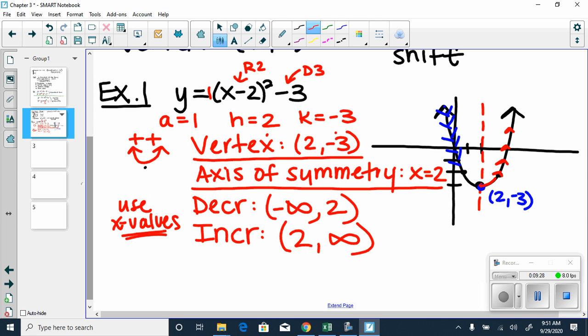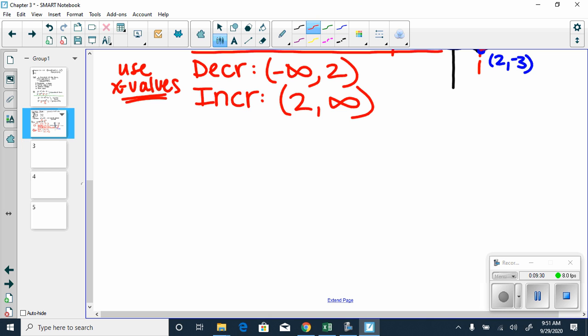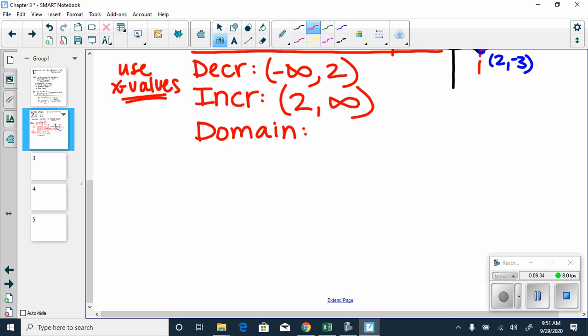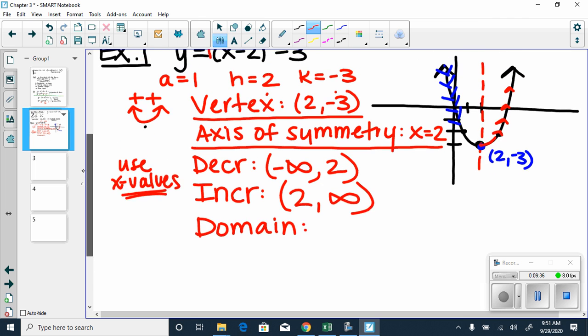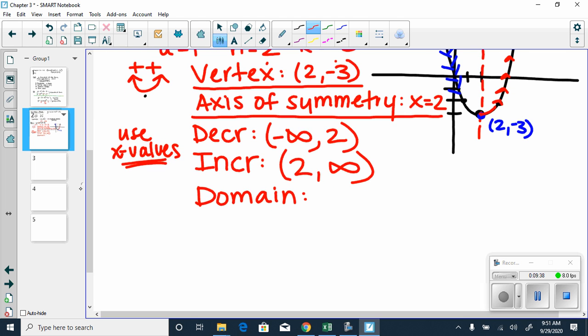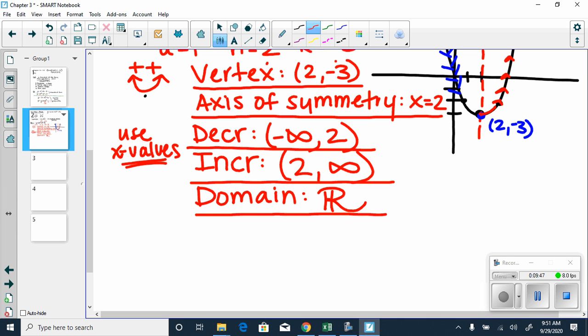Okay, domain. We saw last week domain. Domain of parabolas is super easy. Every x value will work into that equation. There is no restrictions, guys. Do not forget this. The domain of parabolas is all real numbers. Okay, always. No matter if the parabola goes up or if the parabola goes down, the domain is all real numbers.